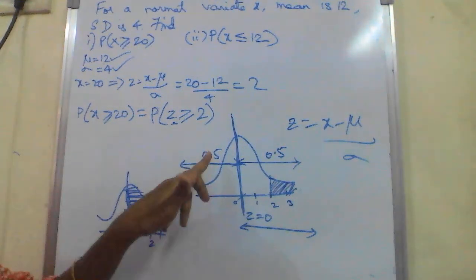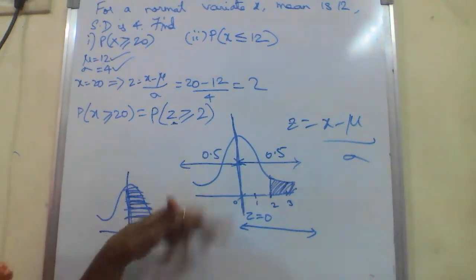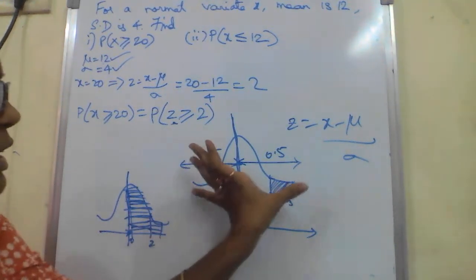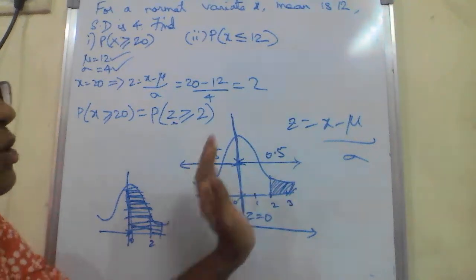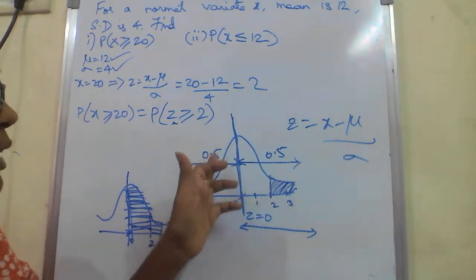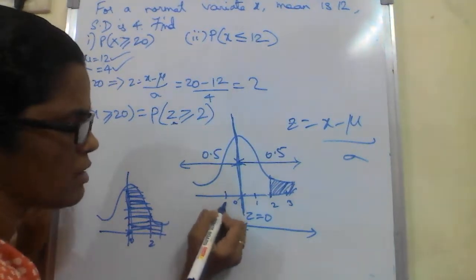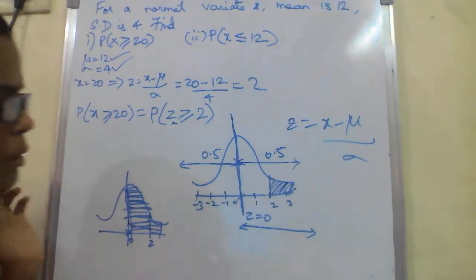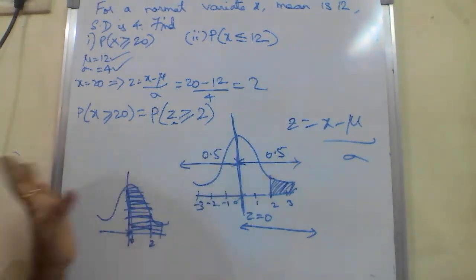This is not minus 0.5 because this is the probability. Probability will be in terms of positive values only. Total area under the curve is 1, so half on the one side and the other half on the other side. Don't take the value as minus 0.5. These axis values you can take minus 1, minus 2, minus 3, but the probability will be 0.5.